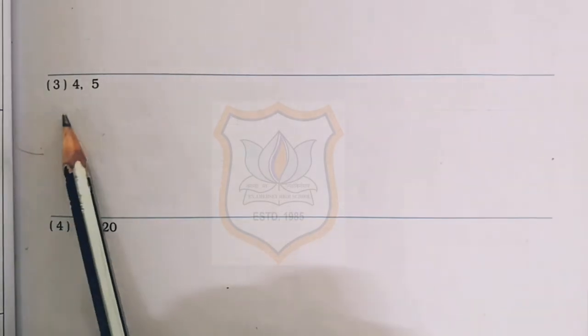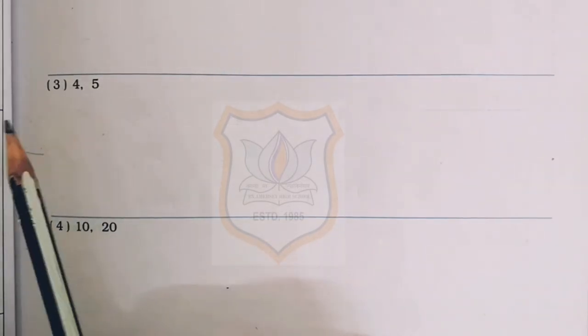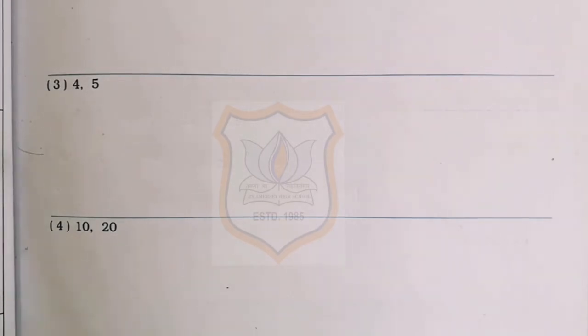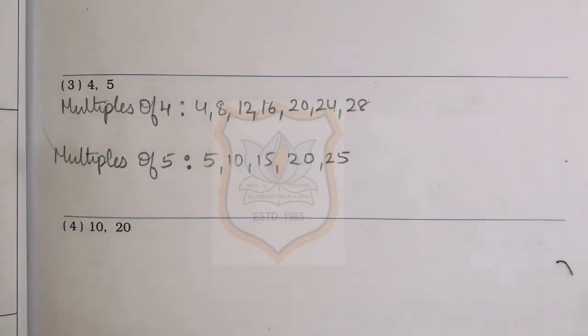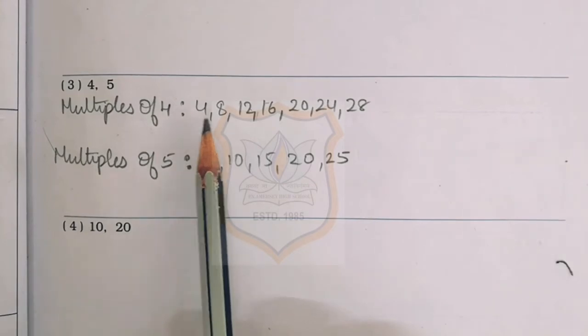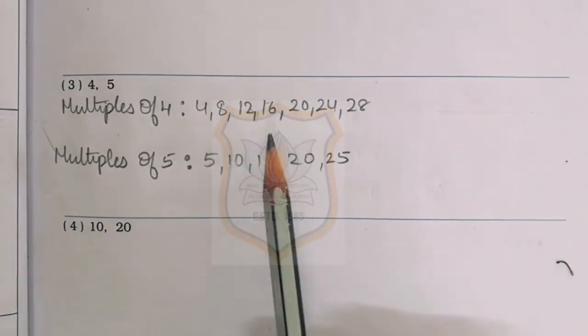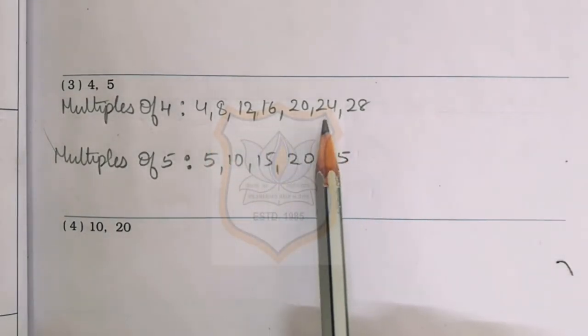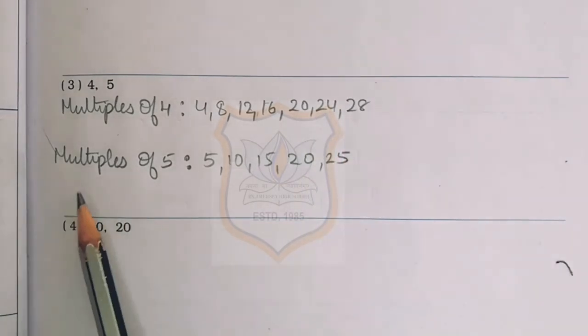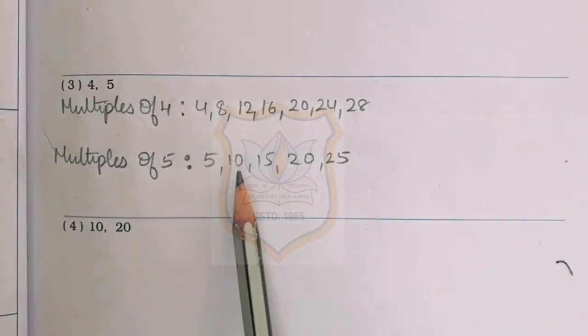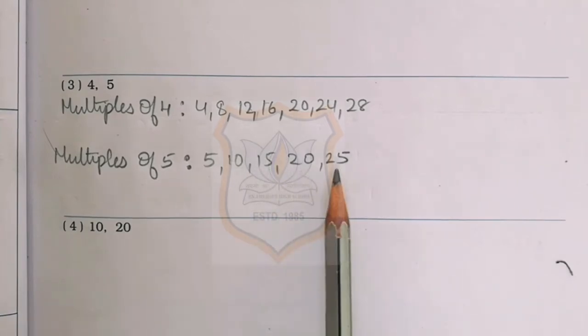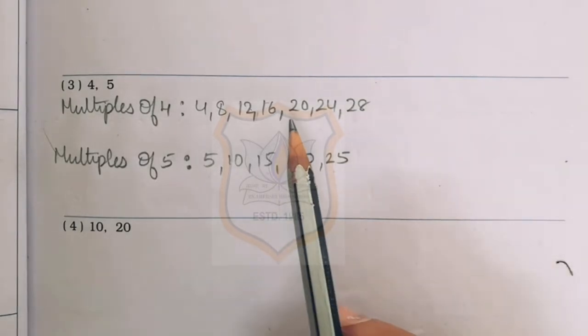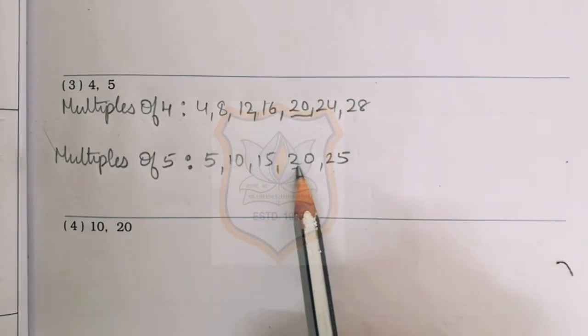Now sum number 3. Here also we have to find out the first 3 common multiples of 4 and 5. For that, first we will write down the multiples of 4 and 5. Students, the multiples of 4 are 4 ones are 4, 4 twos are 8, 4 3s are 12, 4 4s are 16, 4 5s are 20, 4 6s are 24, 4 7s are 28. And multiples of 5 are 5 1s are 5, 5 2s are 10, 5 3s are 15, 5 4s are 20 and 5 5s are 25. Now here you can see we got only one common multiple between these two numbers, that is 20.